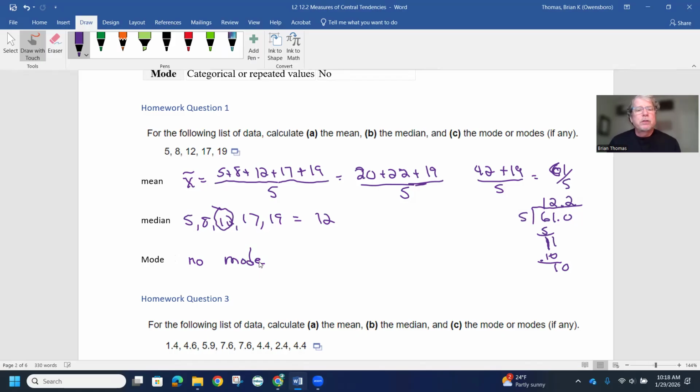I'm going to pause this as well, and I'm going to show you how we can also do this using Excel. So we'll do a different example using Excel.